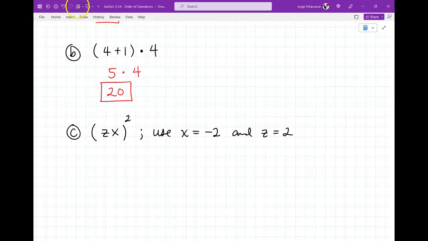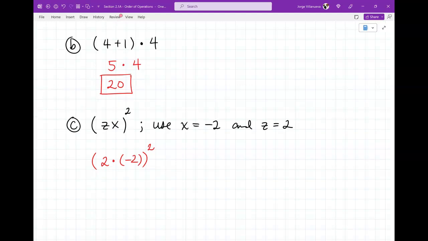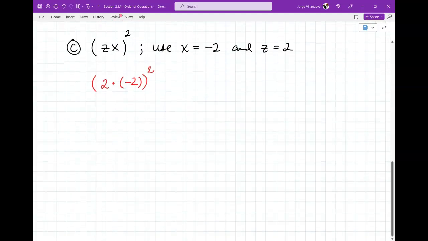So when you plug in your information, z, we said, is 2. X is a negative 2. So I'm going to put that in a parenthesis here. That way we don't get confused there. But it's 2 times a negative 2 squared. Now I know it does have an exponent, okay? I know there's an exponent, but that always goes after you fix the parenthesis, okay?